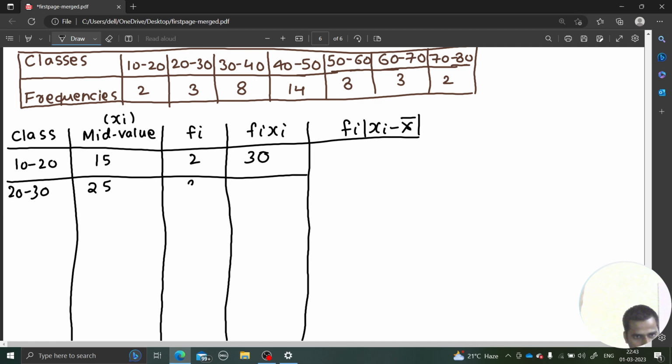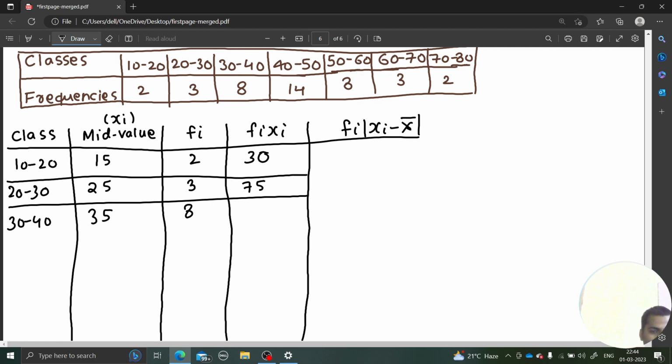25 is the mid value, 3 is the frequency. So we are going to get this as 75. Then we have 30 to 40. What is the mid value? 35. Just keep adding 10 to the mid values, and then 30 to 48 is 8. 35 into 8 is 240, and 40 280. It should be, let's see, 35 multiplied by 280.